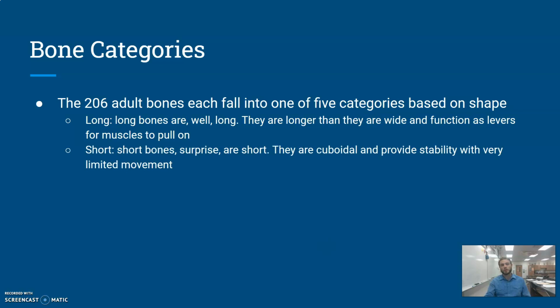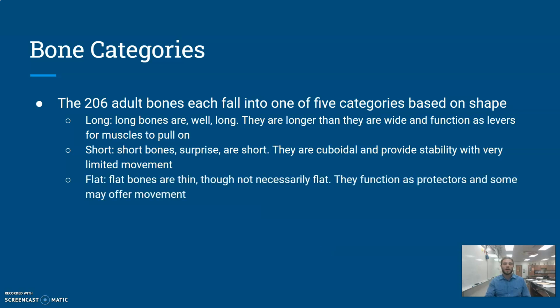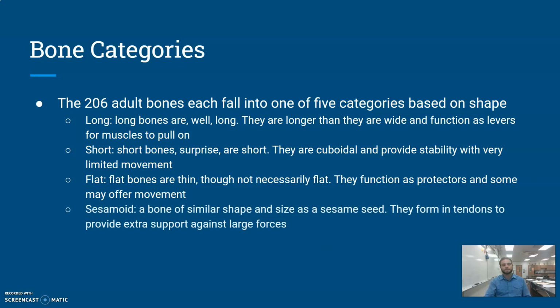Your short bones are going to be approximately cube in shape, about as wide as they are long. They're going to be really, really good for stability. In some cases, they do provide a smidgen of movement. Your flat bones are going to be your really, really thin bones. They aren't necessarily flat. You think like your ribs or your skull are going to be made of a lot of flat bones, just because they're really thin, narrow, but they do curve a little bit. Their job is going to be, especially when you think about your ribs and your skull, protectors, and in some cases may offer movement.